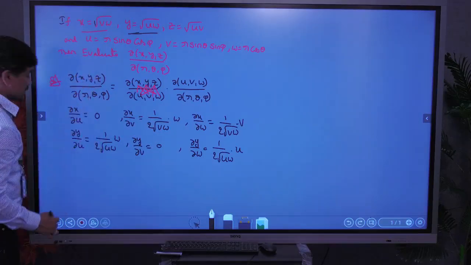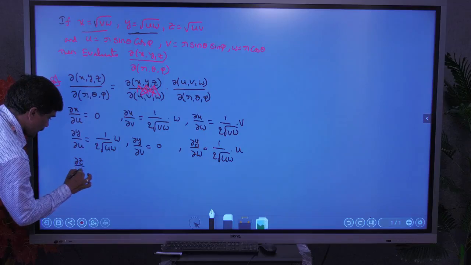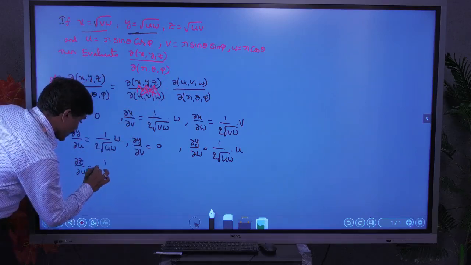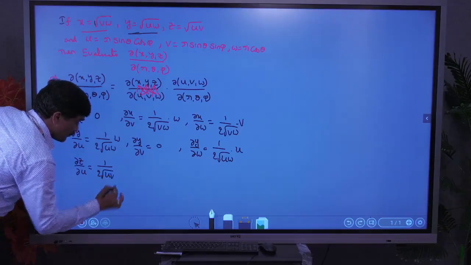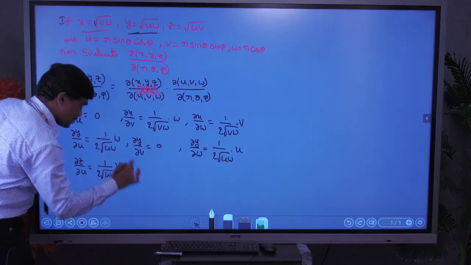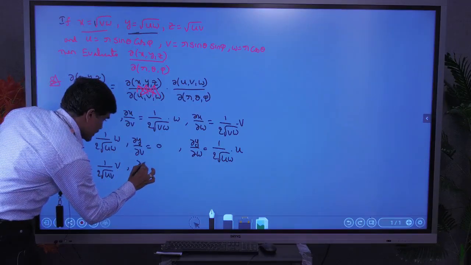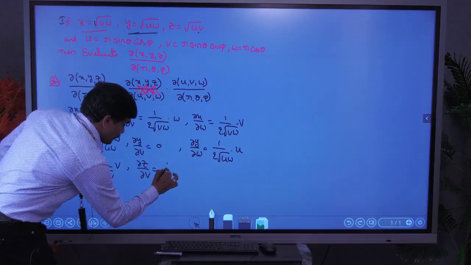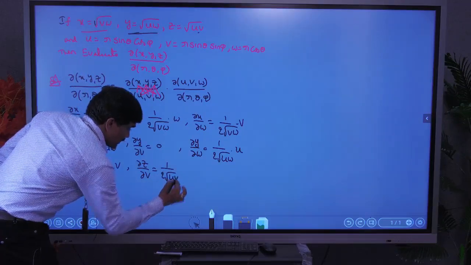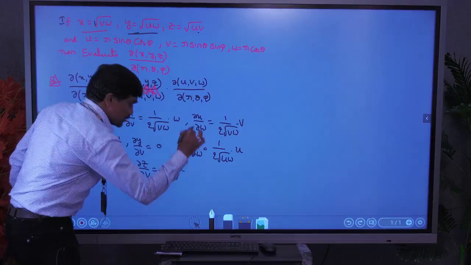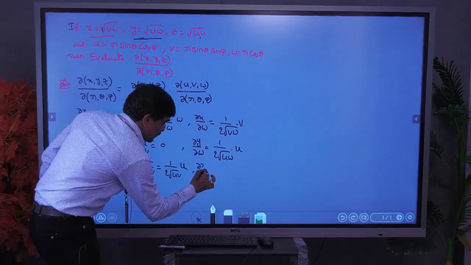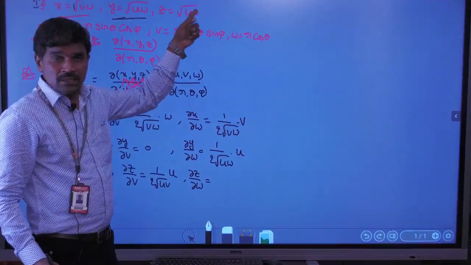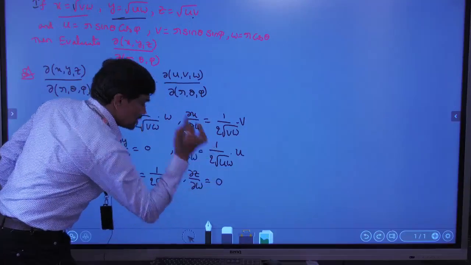Now for z, dou z by dou u. With respect to u, again 1 by 2 root uv, and uv with respect to u we get v. Now dou z by dou v, for the same function with respect to v, again 1 by 2 root uv, and uv with respect to v we get u. Next dou z by dou w, z with respect to w. Here the function is constant, so the derivative is clearly 0.